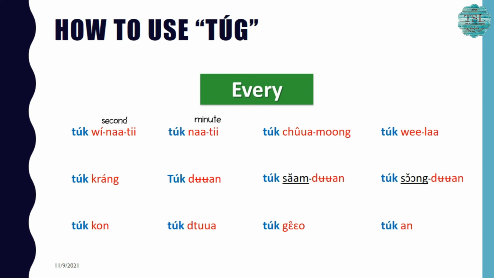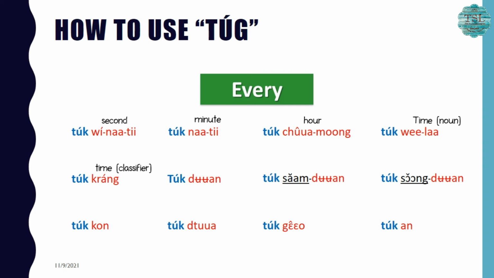And the next one ทุกชั่วโมง. ชั่วโมง means hour, so ทุกชั่วโมง means every hour. And then ทุกเวลา. เวลา means time, and ทุกเวลา means every time, all the time. It also can mean like that. The next one ทุกครั้ง. ครั้ง means time, and ทุกครั้ง means every time also.